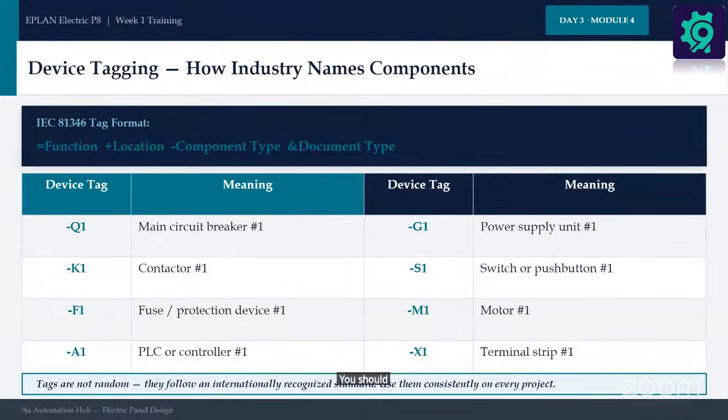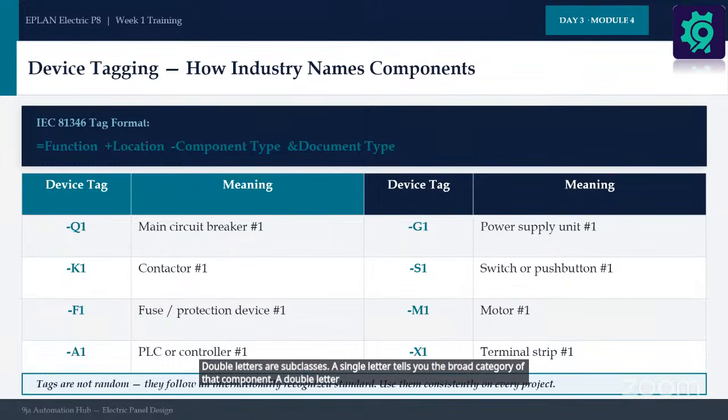And I'll conclude this section by saying there are three key principles that we have covered. Principle one: single letters are classes, double letters are subclasses. A single letter tells you the broad category of that component. A double letter tells you the specific type within that category.